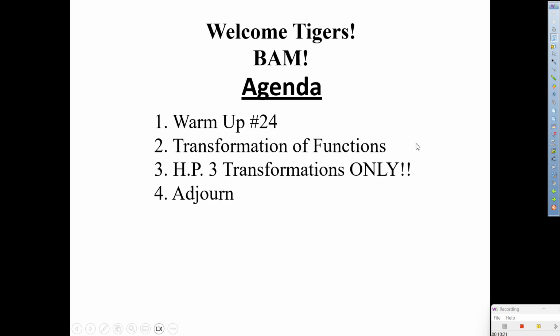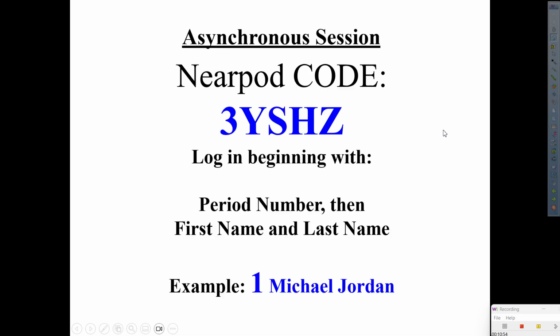To have access to the home plate, copy this code, 3YSHZ. Write that down, 3YSHZ.